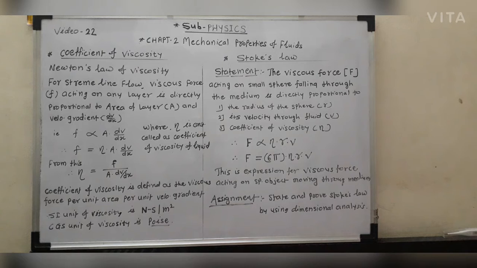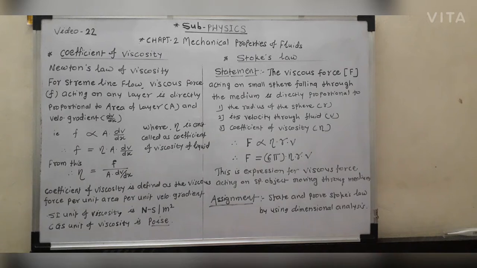There is also an assignment for you: what is the conversion factor between the SI and the CGS unit for viscosity? That means Newton second per meter square is the SI unit, and the CGS unit is the poise. You have to find out this conversion factor between the SI and the CGS unit.